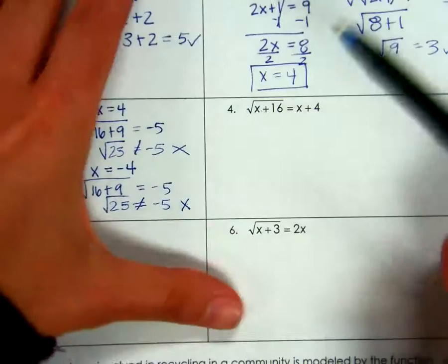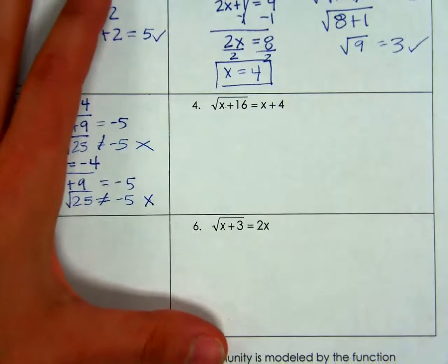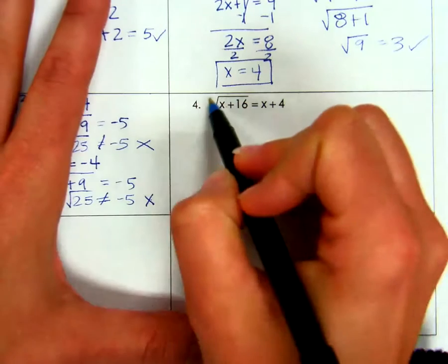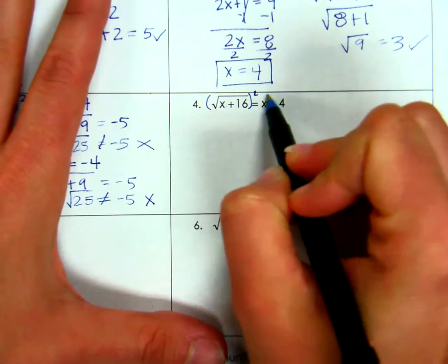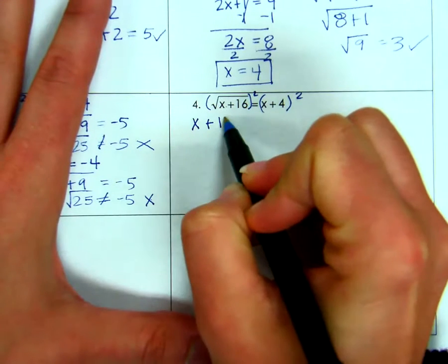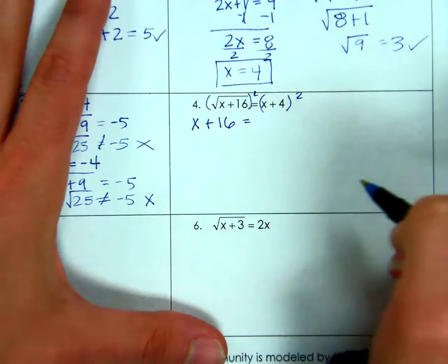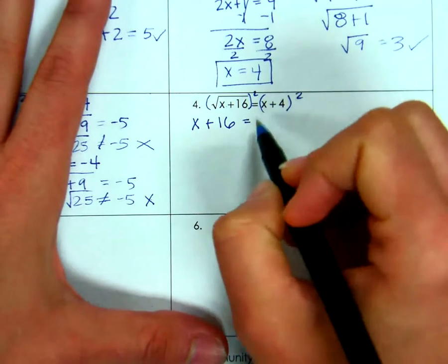Moving to number 4. So this is where it starts to get slightly tougher, because we've really been just dealing with 1- and 2-step equations. Now, if I square this side and I square this side, I'm left with what's under the radicand, or radical, so I have x plus 16 is left. And over here, I have a binomial squared, so you're going to have to use your foiling option.